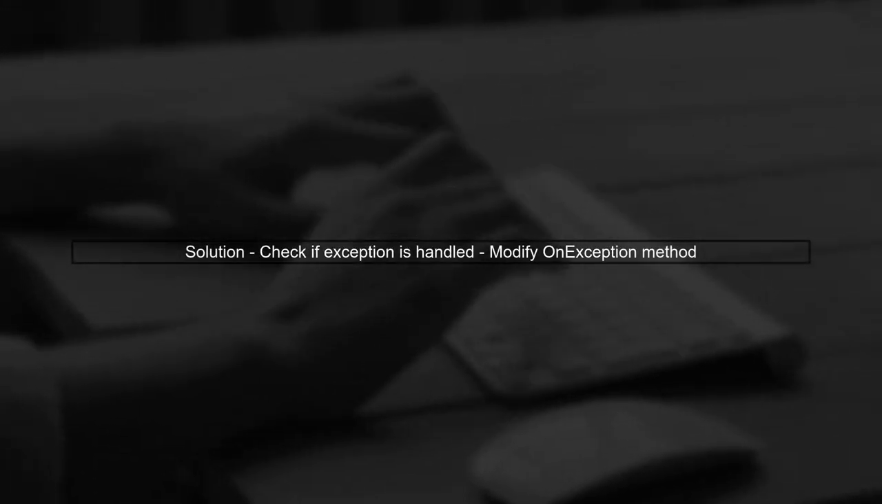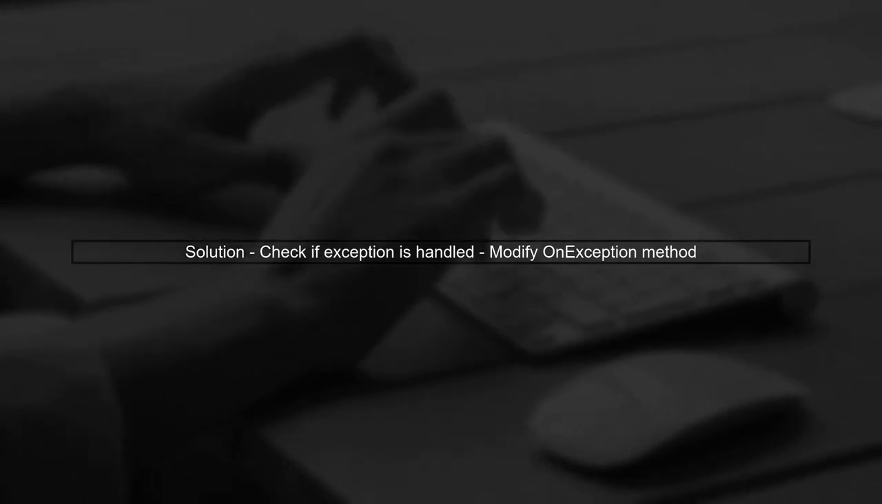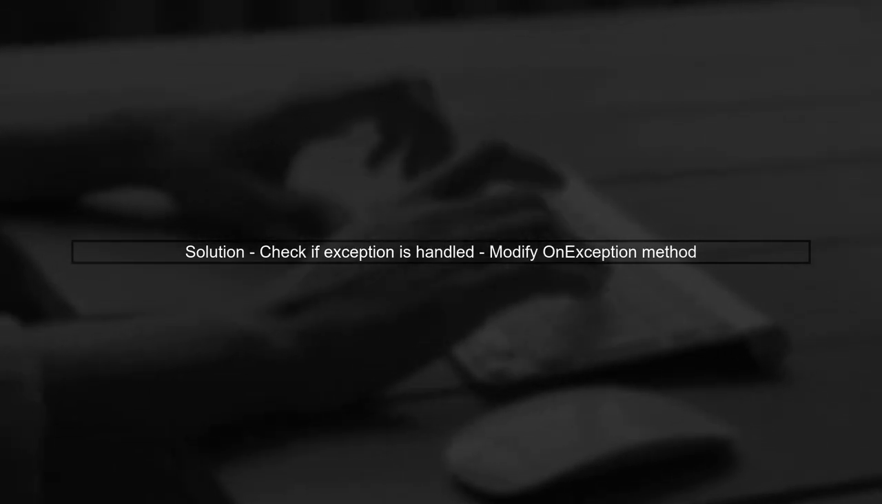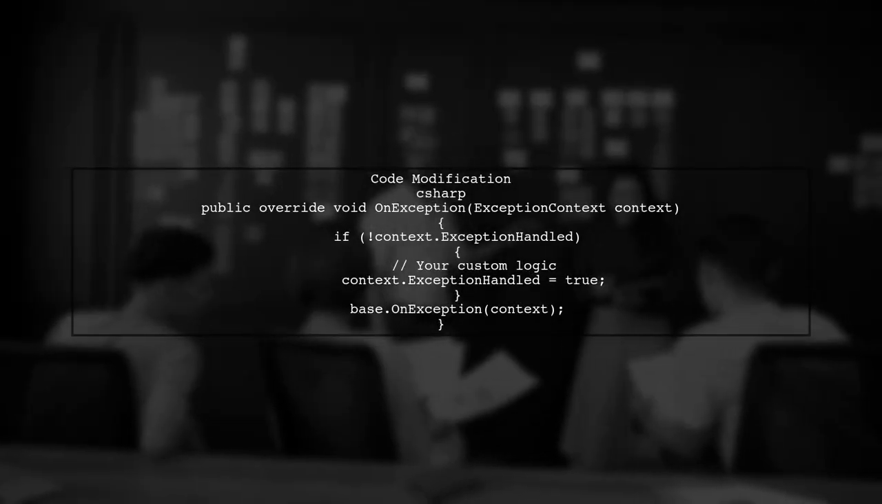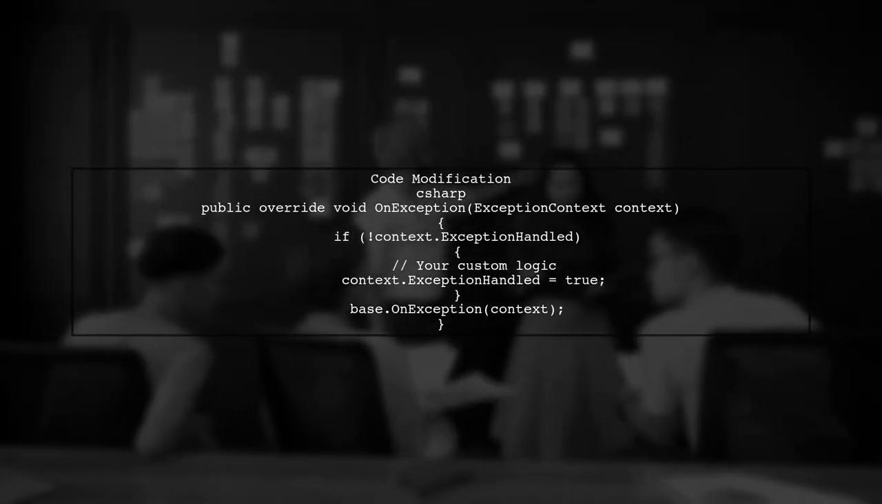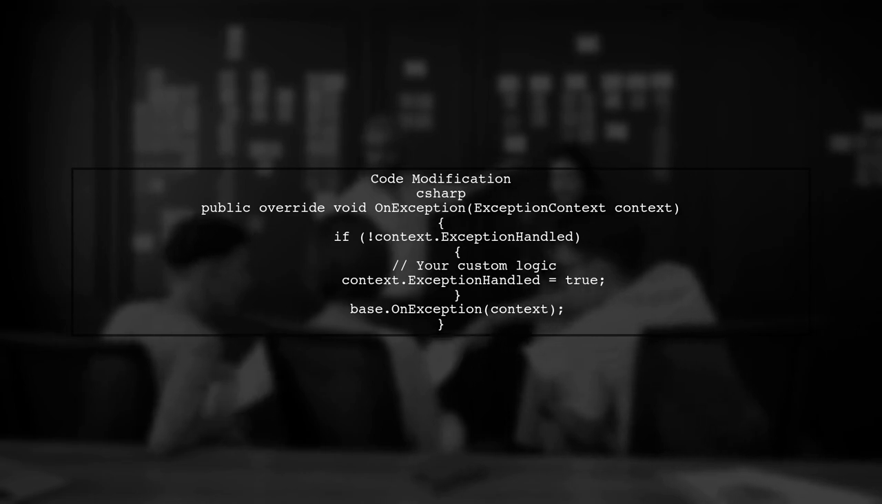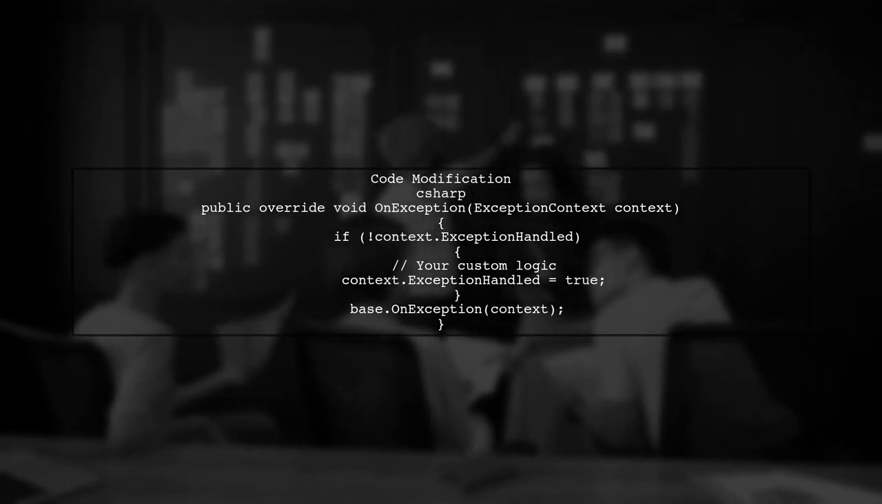To resolve this issue, you can check if the exception has already been handled before executing your custom logic in the onException method. Here's an example of how you can modify your onException method to prevent it from executing multiple times.